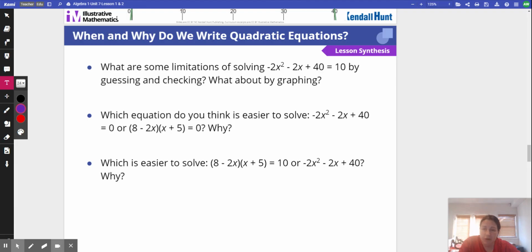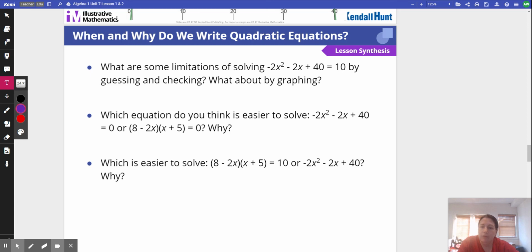What would be easier is if I could factor that problem. If I knew that 8 minus 2x times x plus 5 equals 0, that'd be easier to solve than negative 2x squared minus 2x plus 40, because we haven't learned how to factor and solve. If I have the factored form, then I can find the answers by setting each of them equal to 0. So I can already see x will be -5. And if I solve the first equation, 8 minus 2x equals 0, I subtract 8 and divide by -2, I get x equals 4. So it was much easier for me to solve it in factored form than in standard form.